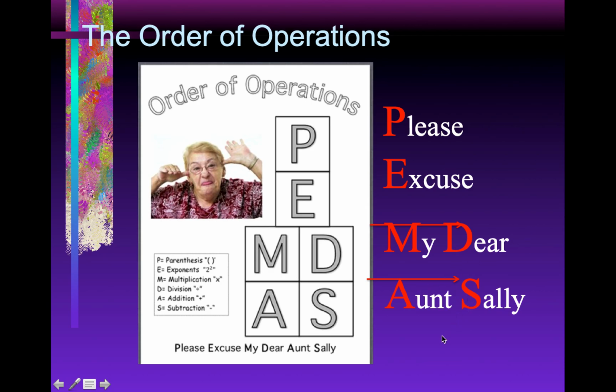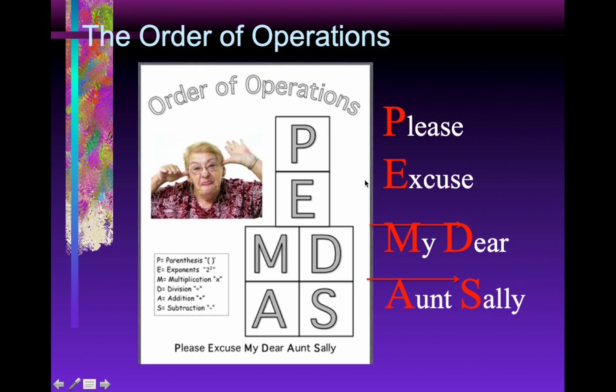So just repeat after me. I know it's going to sound silly, and people who are next to you there at home might be saying, why are you talking to yourself? Miss Elisa asked me to repeat after her, and you're going to say it the exact same way I'm saying it. Okay, try it. Let's go. Please excuse my dear Aunt Sally. One more time. Please excuse my dear Aunt Sally.